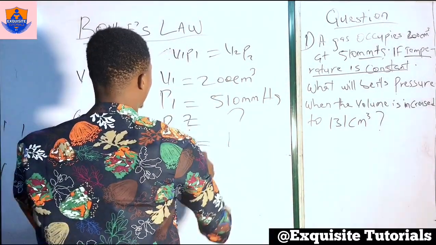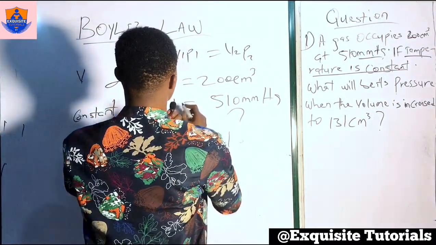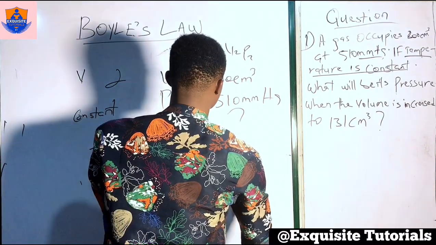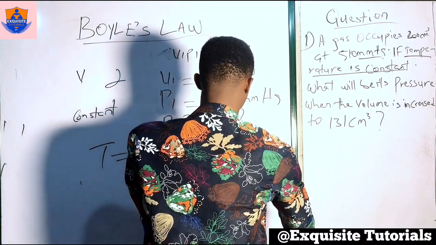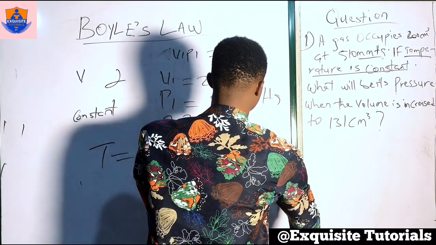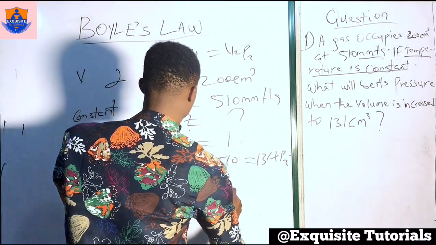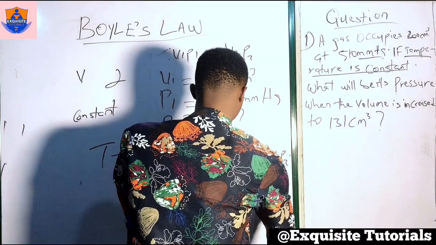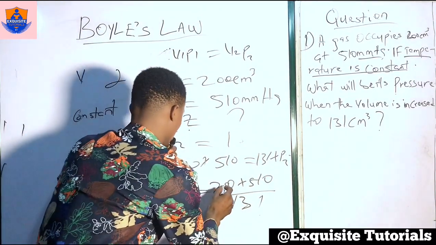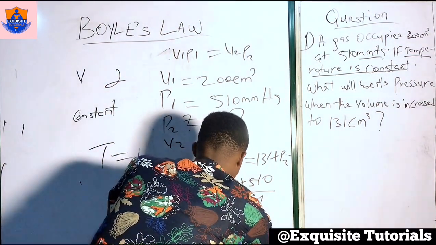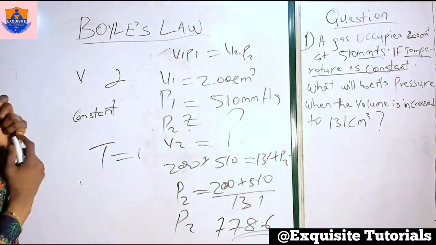Now bring this out. V1, which is 200, times P1, which is 510, is equal to V2, which is 131, times P2, which is unknown. Which means that P2 will be equal to 200 times 510 all over 131. Now, punch your calculators and bring out your answer. It gives us 778.6. So your P2 is equal to 778.6.